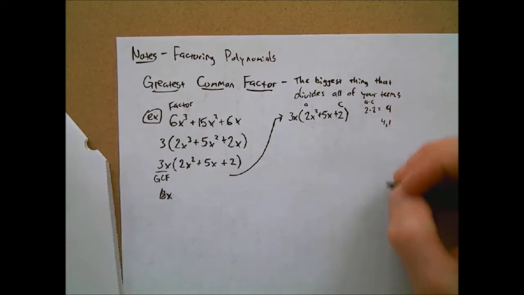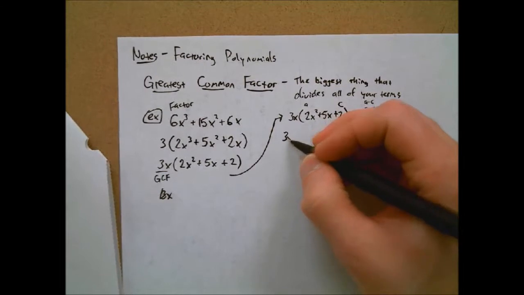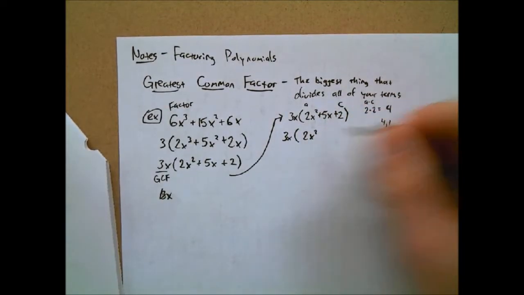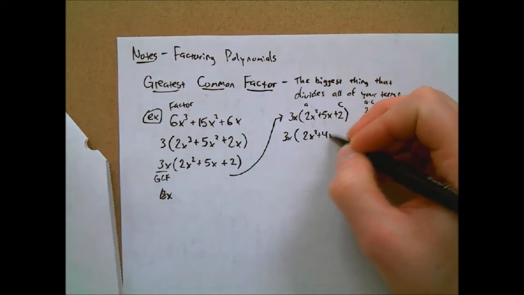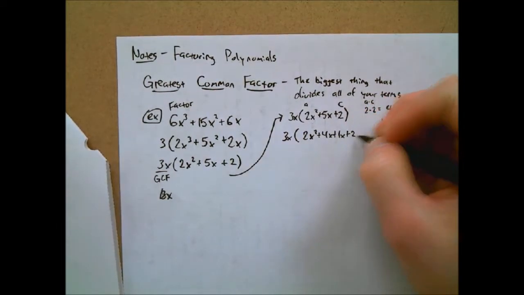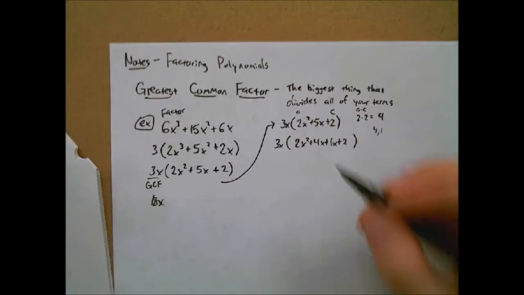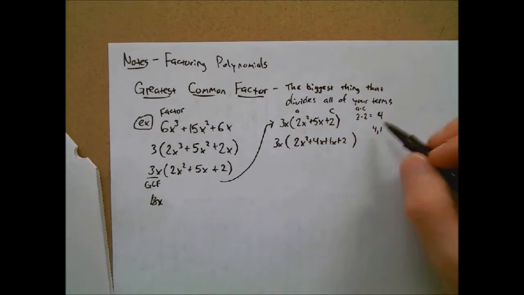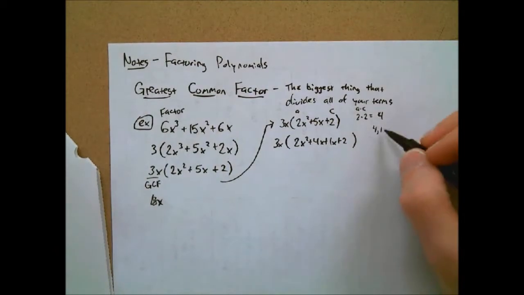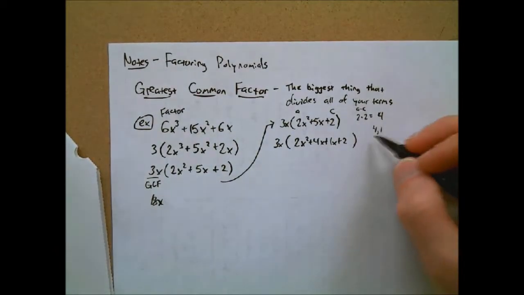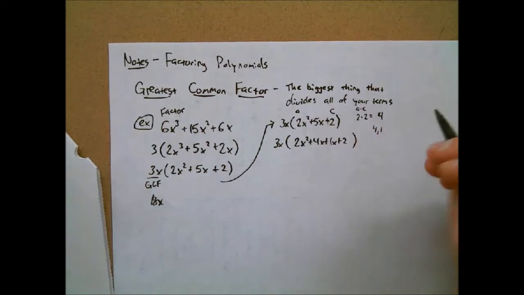So I'm going to keep bringing that 3x along for the ride here. We'll take the 2x squared. I'm going to break that 5x up using the 4 and the 1. Again, I broke the 5x up using the 4 and the 1 there. And those are the numbers we got from doing our little a times c thing, where we had two numbers that multiplied to the 4 and added to the 5. And now what do I do?